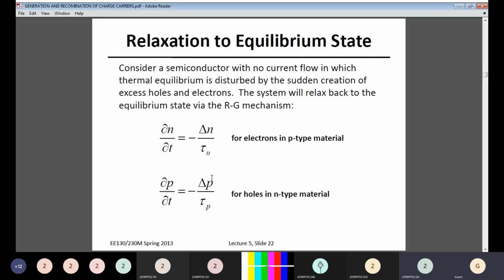Next, relaxation to the equilibrium state. Consider a semiconductor with no current flow in which thermal equilibrium is disturbed by the sudden creation of excess holes and electrons. The system will relax back to the equilibrium state via the R-G mechanism. Now dn/dt is equal to minus delta n by tau n for electrons in the p-type material, and dp/dt is equal to minus delta p by tau p for holes in the n-type material.